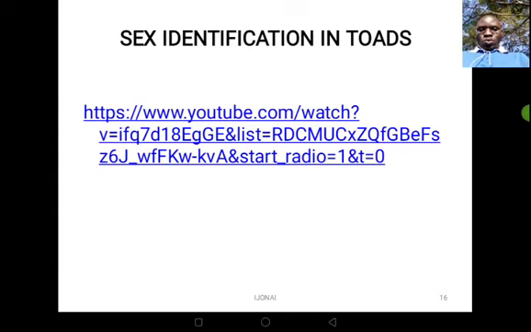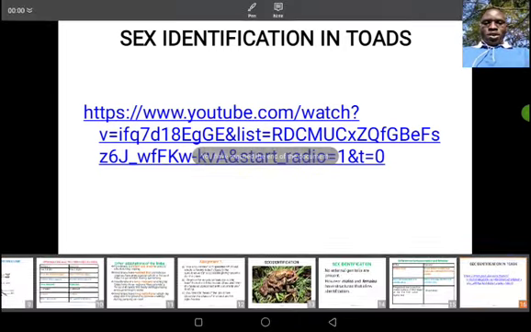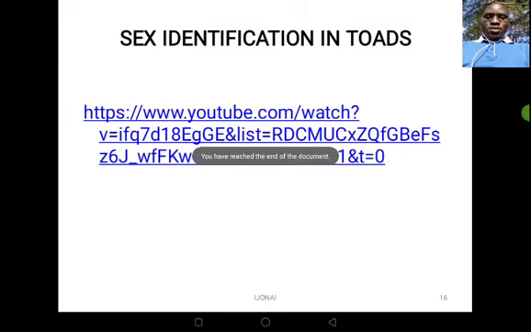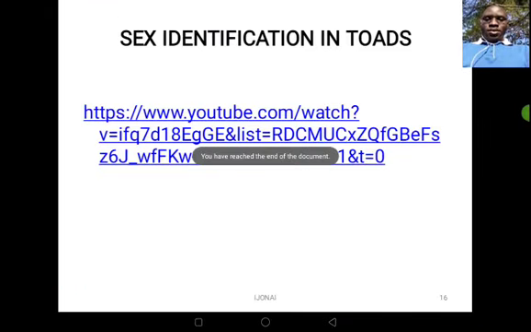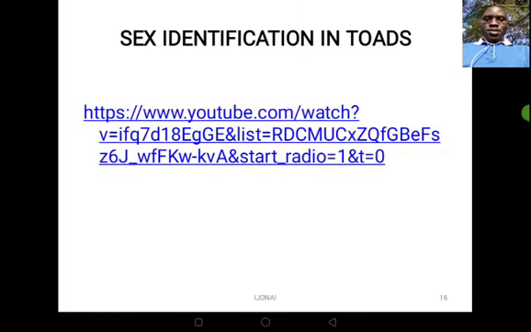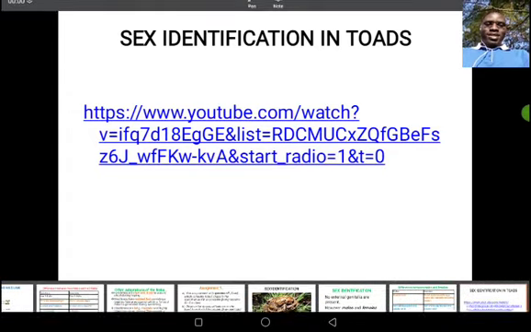So I want us to watch this video and then look at how the females and the males are different. This video is not opening, surprisingly. Technical issues. The video is failing to open, but well, at least you have seen the differences between the males and the females. So we can proceed from there in the next lesson.